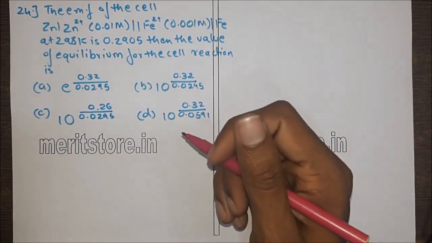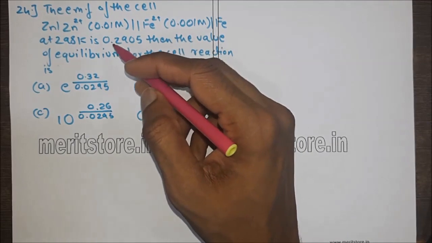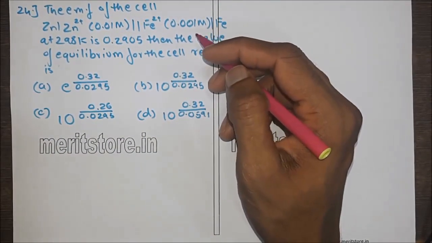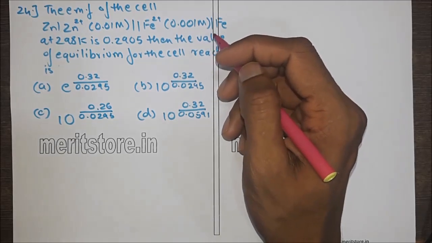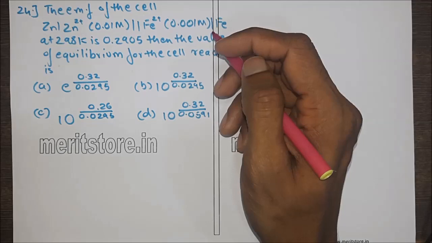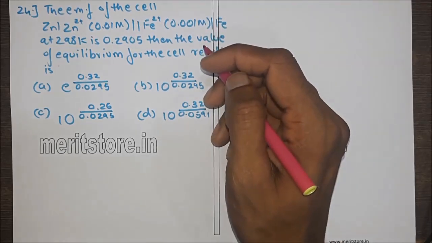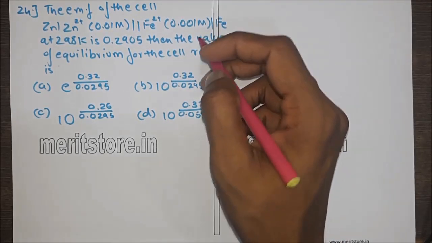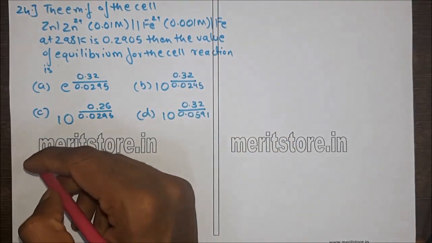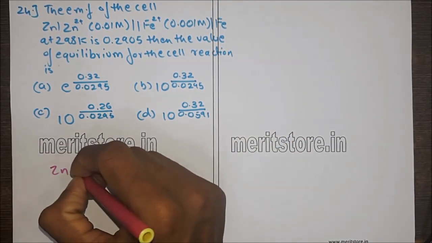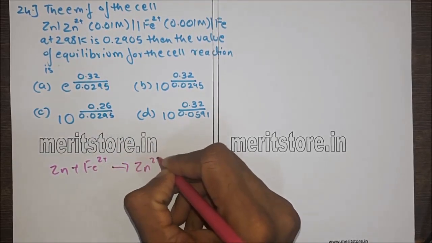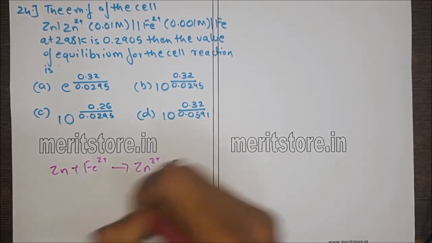Question 24. The EMF of the cell is 0.2905 at 298 Kelvin, with zinc ions at 0.01 mole and iron ions at 0.001 mole. Then the value of the equilibrium constant for the cell reaction is, we give 4 options over here. So for the cell reaction, zinc plus iron gives us zinc 2 plus and iron.